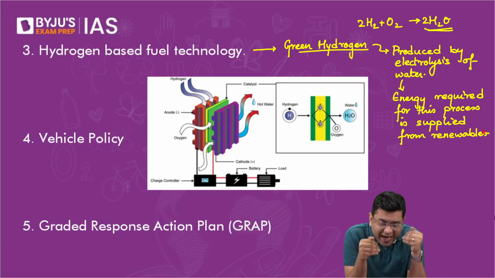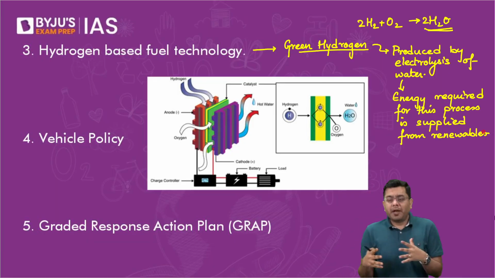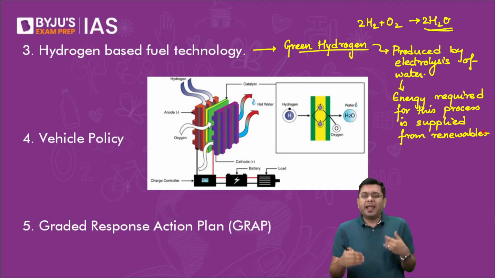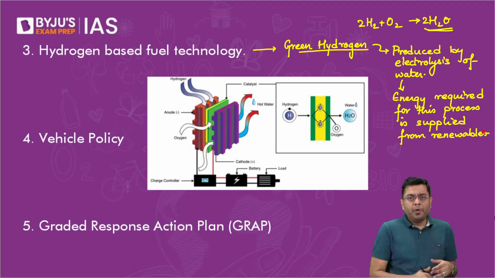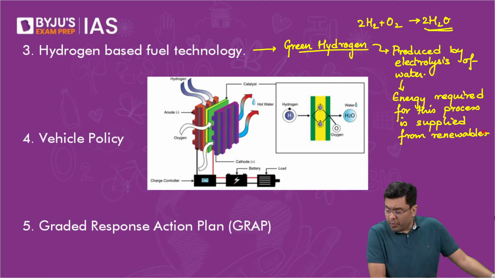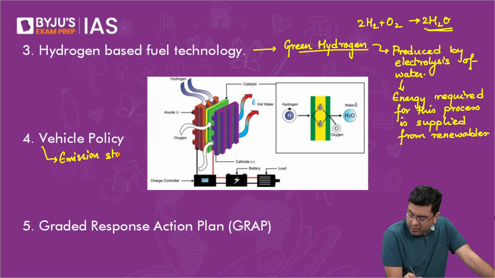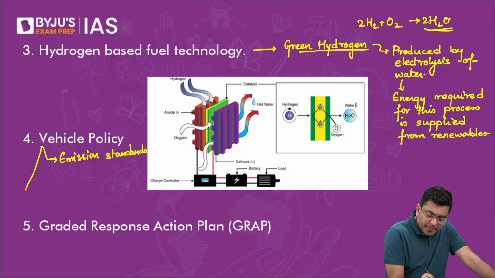But that brings a larger agenda into picture, that one needs to have a kind of an alternate fuel technology which one needs to be working upon continuously. Then the vehicle policy. Vehicle policy can be broken into two parts. One is emission standards, and the second is scrappage policy.